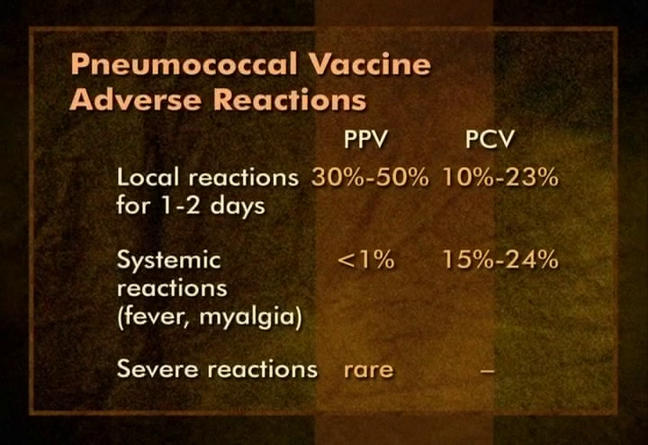Fever, defined as a temperature of 100.4 degrees Fahrenheit or higher within 48 hours, was reported in 15 to 24% of PCV recipients. But in these studies, PCV was often administered simultaneously with whole cell pertussis vaccine. Many of these febrile episodes may have been attributable to the whole cell pertussis vaccine, not the pneumococcal conjugate vaccine. In another study in which acellular pertussis vaccine was given simultaneously with PCV, 11% of recipients had temperatures of 100.4 degrees Fahrenheit or higher, which is 38 degrees Celsius or higher. Serious adverse reactions are rare for PPV and have not been attributed to PCV.